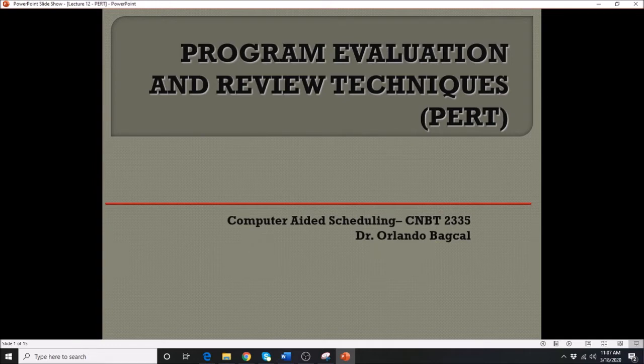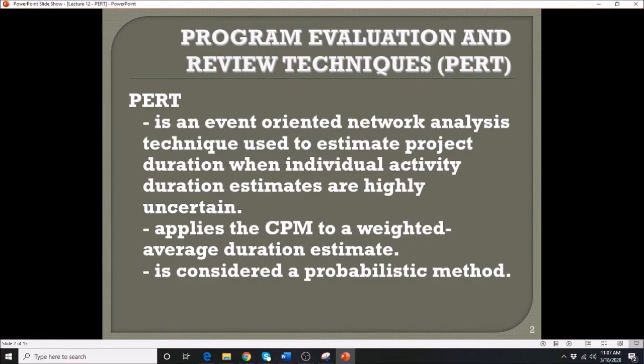Since it is based on probability, as we move on you will notice that some of the values we will be calculating are terms related to probability, such as the standard deviation, variance, and average. PERT is an event-oriented network analysis technique used to estimate project duration when individual activity duration estimates are highly uncertain.